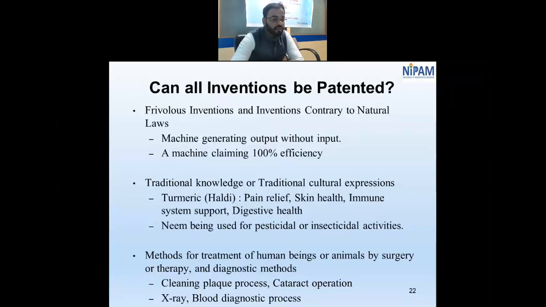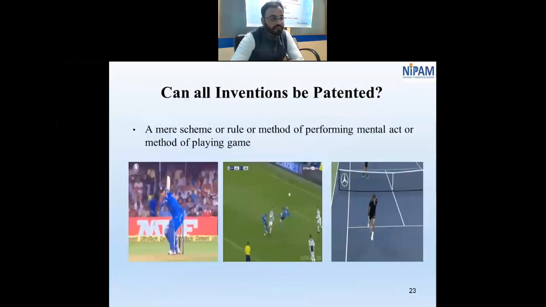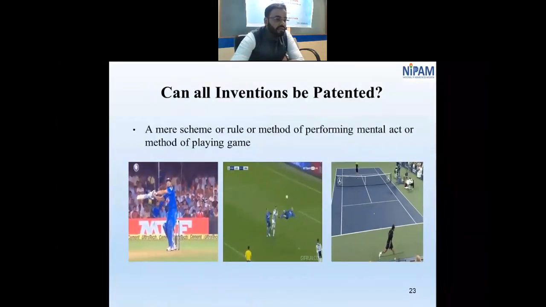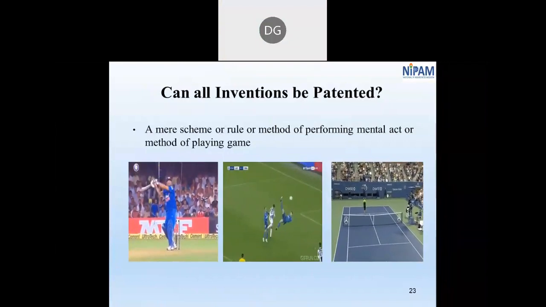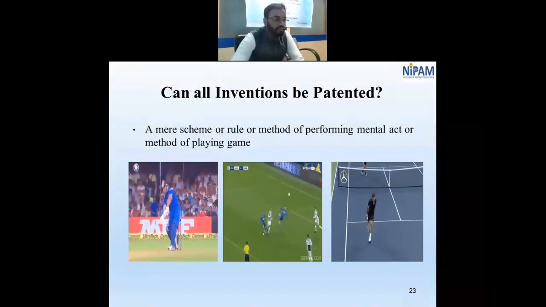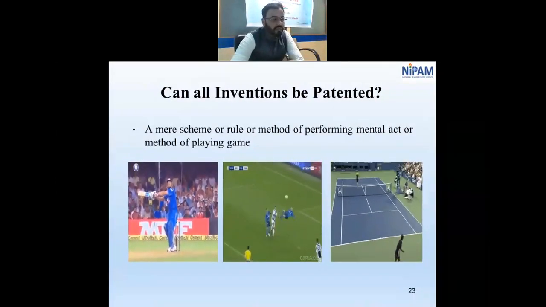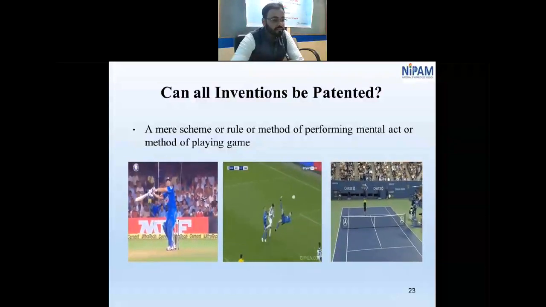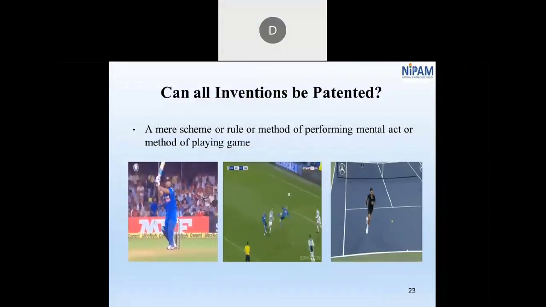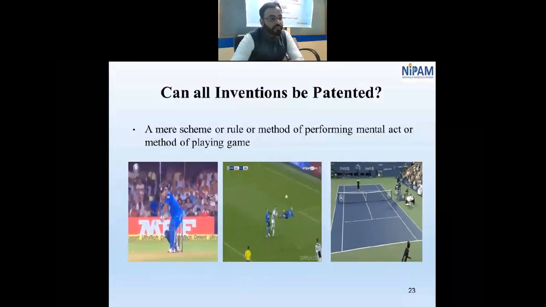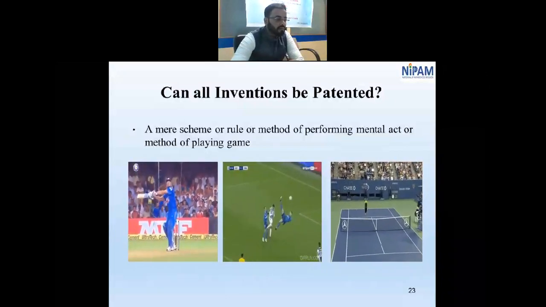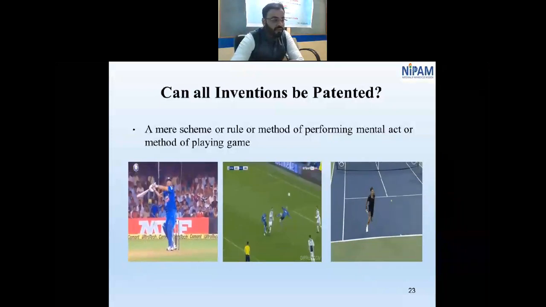Similarly, methods of treatment of human beings, animal surgery, diagnostic methods, all these things cannot be patented. So, cataract operation method, cleaning plate process, X-ray, blood diagnostic process, all these things cannot be patented. If MS Dhoni approaches Indian Patent Office and asks for a trademark for his helicopter shot, it cannot be patented. Bicycle kick of Ronaldo or whatever Roger Federer is doing, all these things. So basically, method of playing games, mental act, all these things are not part of patent application.